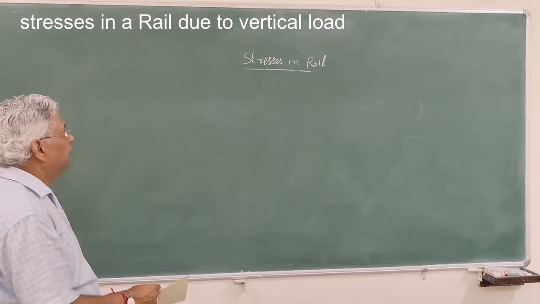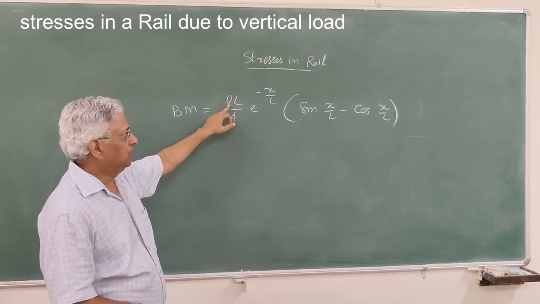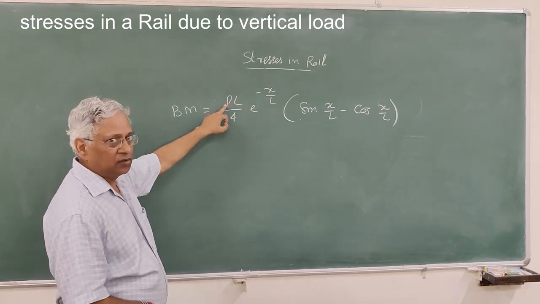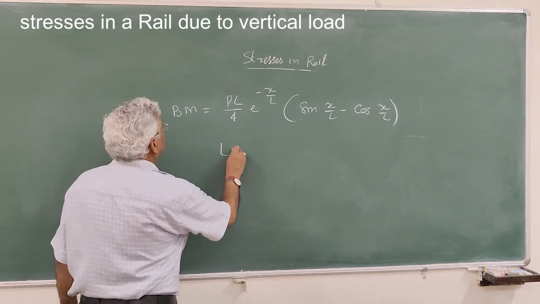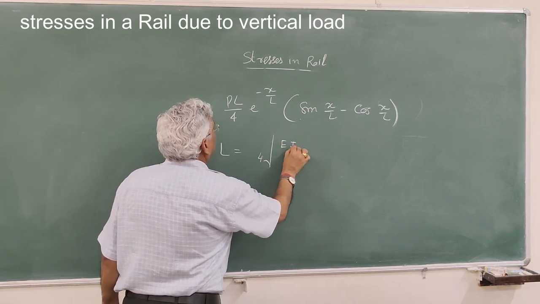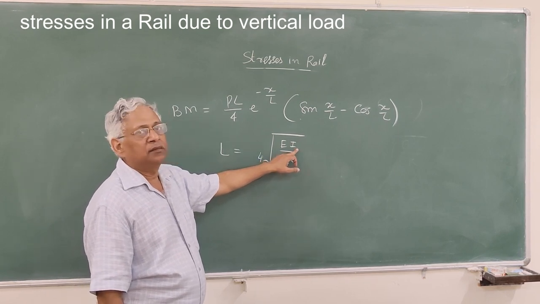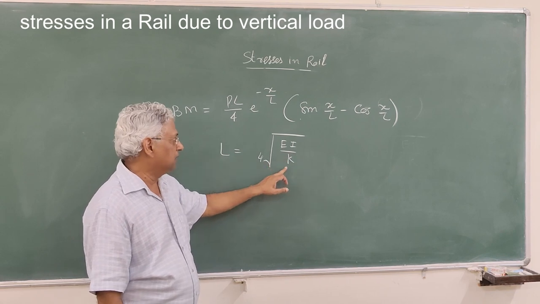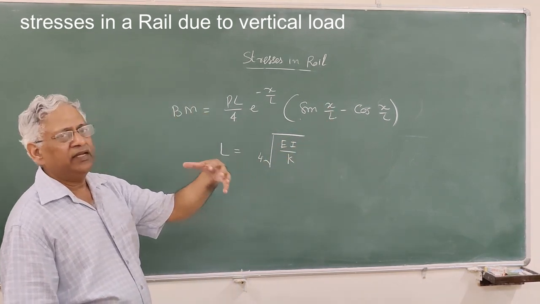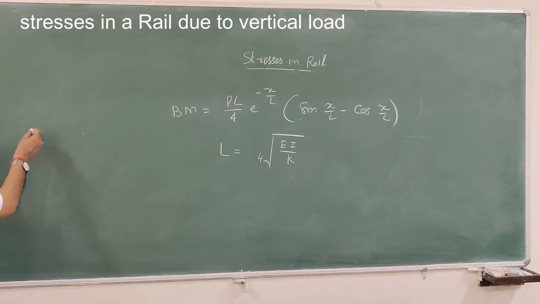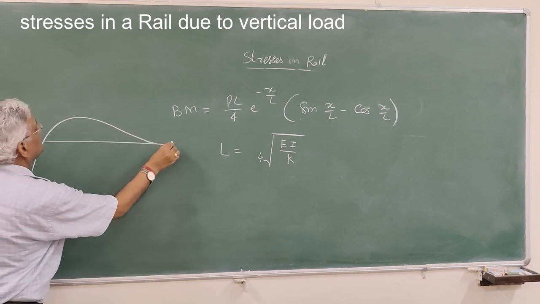So if the rail section is uniform, then any moment occurring in a rail because of a vertical load P is given by this equation, where P is the vertical wheel load, L is what is called the characteristic length of the rail section, and this L is given by the fourth root of EI upon K, where E is the modulus of elasticity of rail, I is moment of inertia, and K is track modulus, and this parameter I explained in my last session. X is the distance of the point from the wheel load. So if you have a number of loads, then the effect of one load at any other point on the rail will change depending upon this distance x.